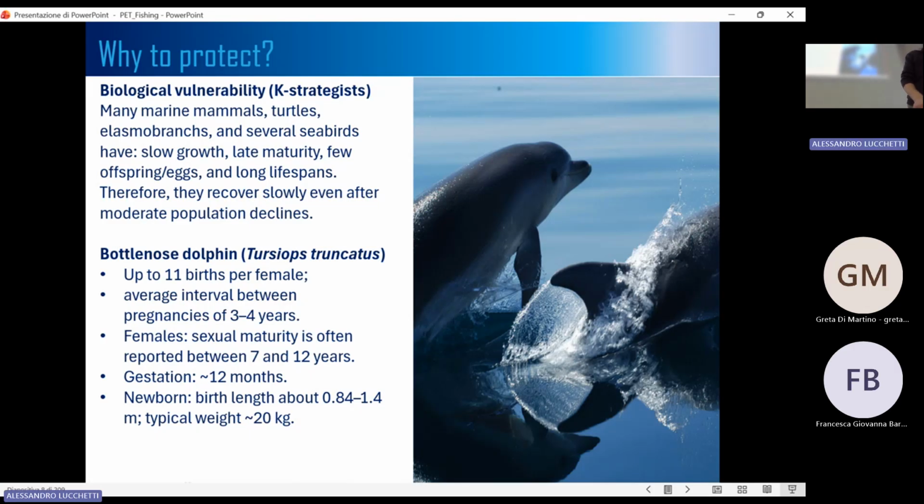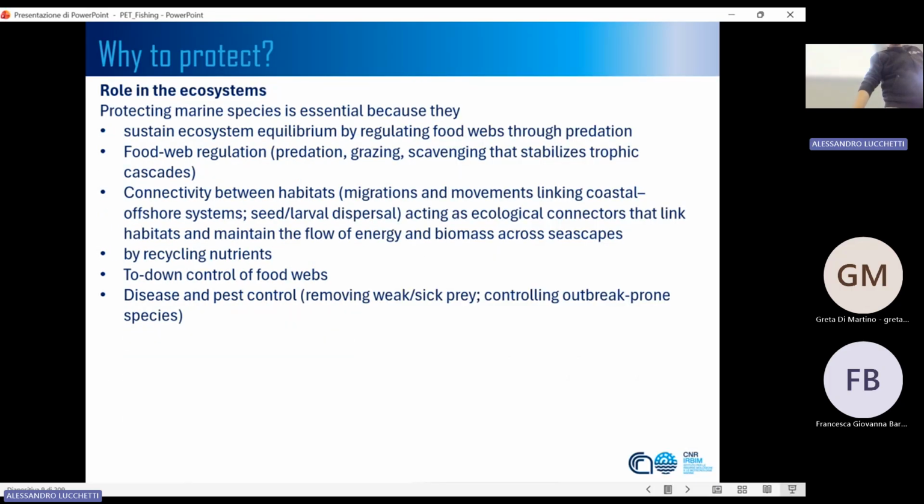Only a few pups, late maturity, big size. So they are protected for this. Another way, because they are protected, is their role in the ecosystem. So think about the Posidonia, let's say, but also for the high predators, such as the ones that I showed you before.